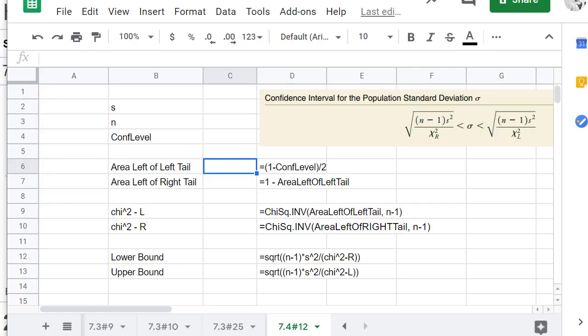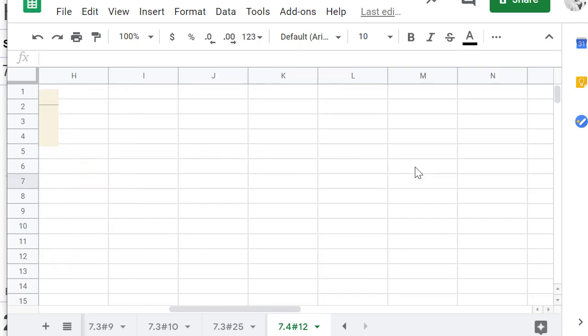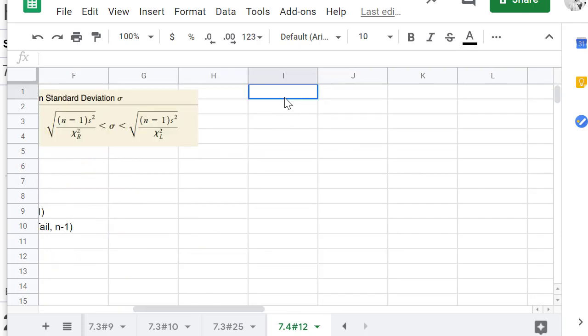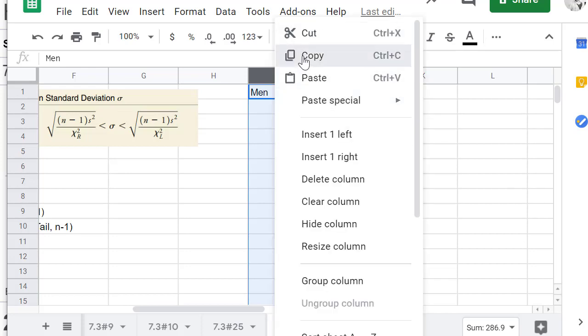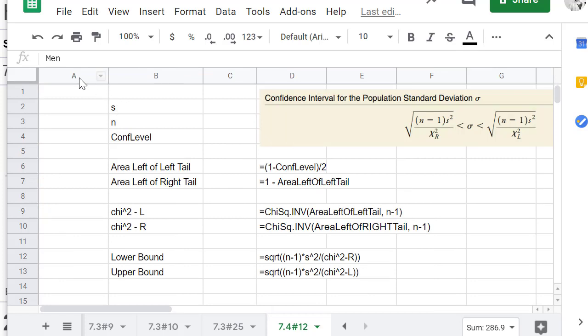Let's copy this into our clipboard and paste it into our Google Sheets. Now we're going to have to do this one by one, and let's temporarily paste the data for the men and women somewhere else, and then I'm just going to grab the data for the men and I'll paste that in my first column here.